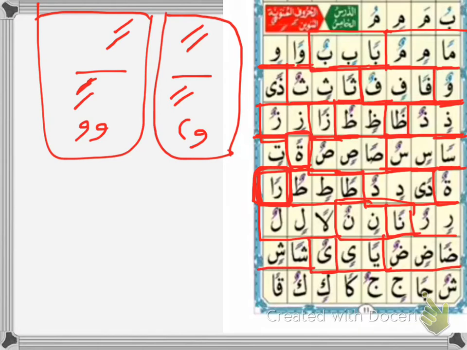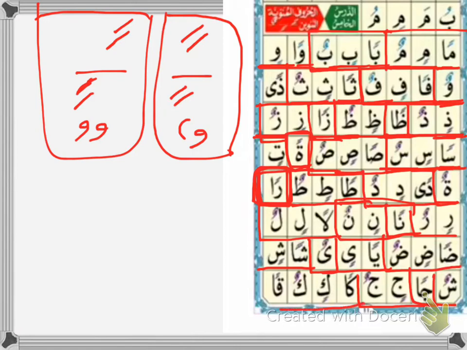Next is the شين. شين فتحتين شن. شين كسرتين شن. شين ضمتين شن. The next letter is جيم. جيم فتحتين جن. جيم كسرتين جن. جيم ضمتين جن.